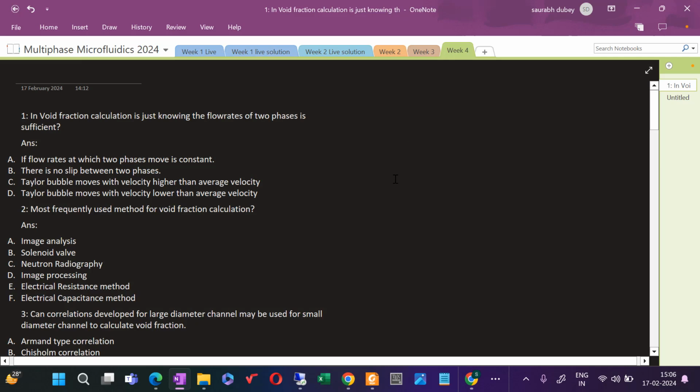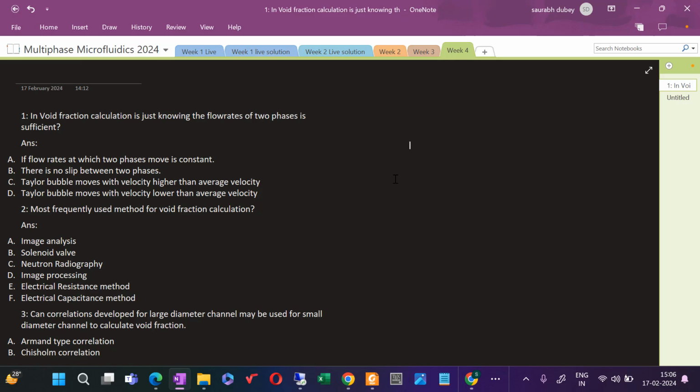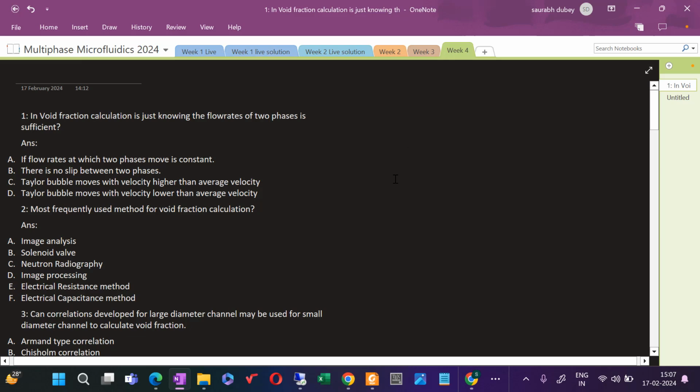Now the first question is this one: in void fraction calculation, is just knowing the flow rate of the two phases sufficient? So can you calculate the volume void fraction if you are just knowing the flow rates of two phases? Options are: if the flow rates at which two phases move is constant, there is no slip between two phases; Taylor bubble moves with the average velocity, higher than that or lower than that. So which of the following is correct?